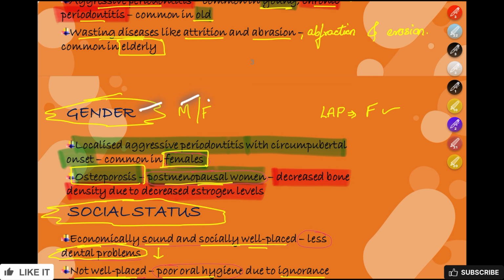Gender, male or female. Localized aggressive periodontitis is more common in females, while osteoporosis is more seen in postmenopausal women. It is due to decreased bone density due to decreased estrogen levels.